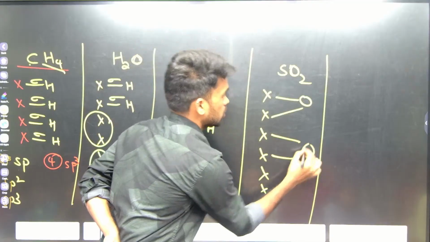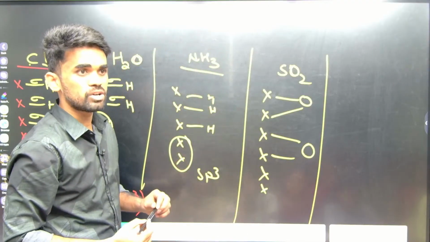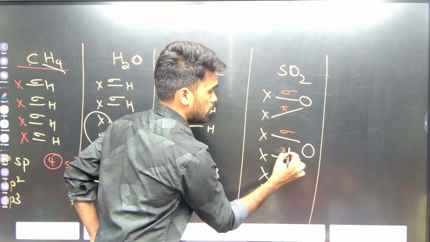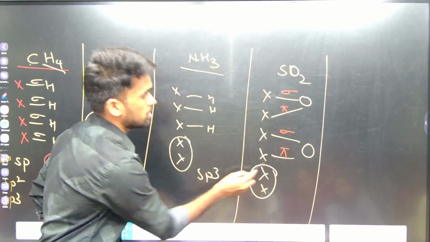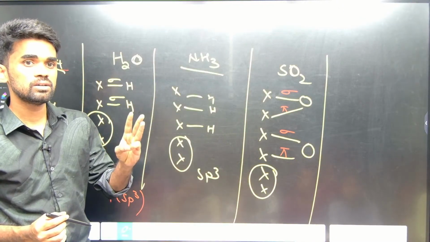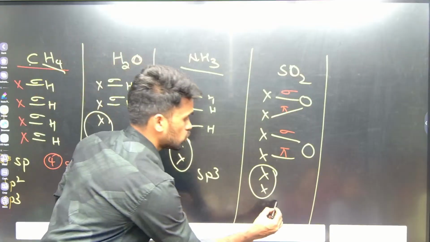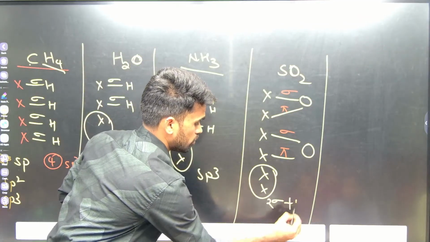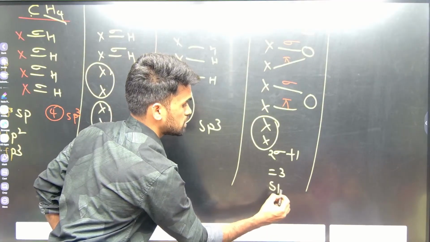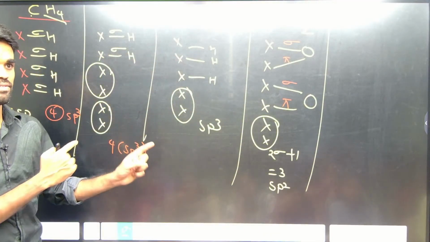Okay, like that. So now tell me how many sigma bonds you are seeing. 1 sigma, this is pi, this is sigma, this is pi. And this is one lone pair. So totally how many sigma bonds? 2 sigma bonds and 1 lone pair. So totally 2 plus 1. What is the total number you got? 3. 3 means sp2. Do you get how we are solving all these things?